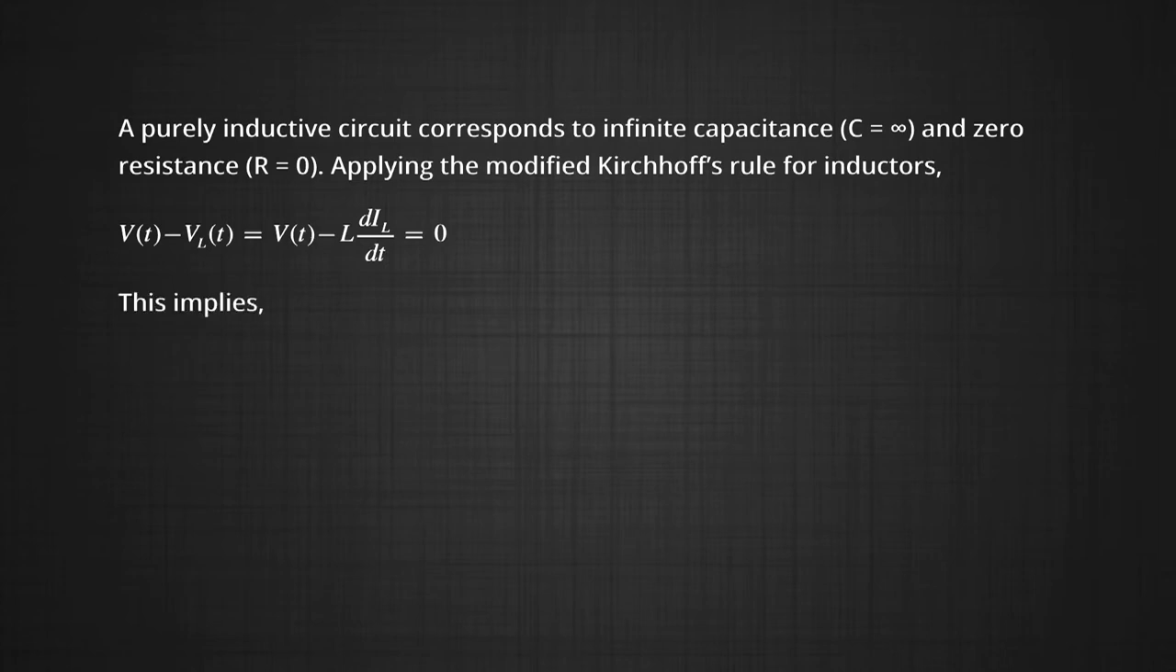This implies dI_L divided by dt is equal to V(t) divided by L, that is equal to V_L0 divided by L sin omega t. Here we have used I = I0 sin omega t, and V_L0 is equal to V0, that is the peak value of voltage. Integrating the above equation, we have I_L(t) equal to the integral of dI, that is equal to V divided by L times the integral of sin omega t dt. If we integrate it, it comes out as minus V divided by omega L cos omega t, since the integral of sin omega t dt is minus cos omega t, that is equal to V divided by omega L sin(omega t minus pi/2).